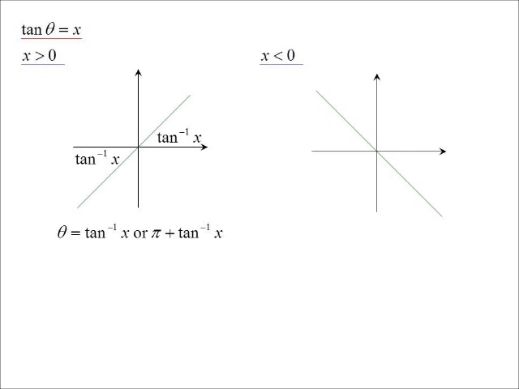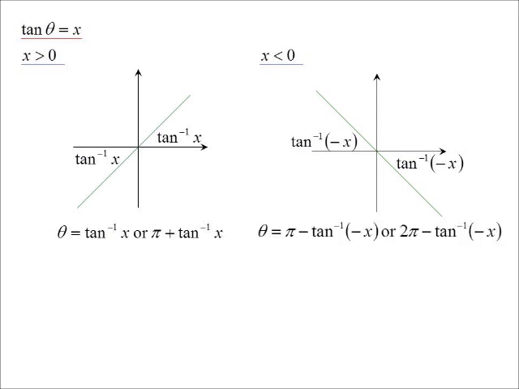When x is less than 0, the acute angle now is going to be the inverse tan of negative x, and we'll be in the second quadrant or the fourth quadrant. So we get pi minus the inverse tan of minus x, 2 pi minus the inverse tan of minus x. Inverse tan is an odd function, so inverse tan of negative x is the same as minus the inverse tan of x. So we get pi plus inverse tan of x, or 2 pi plus inverse tan of x.